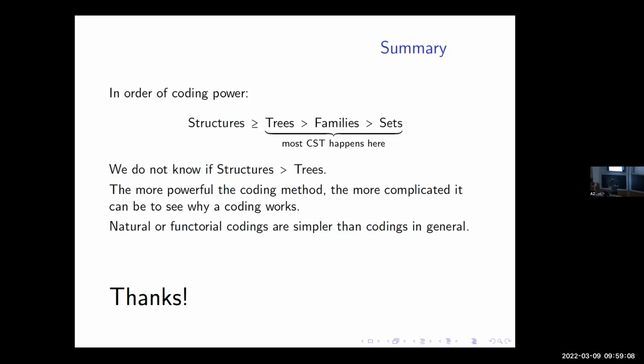Then, the more powerful the coding method is, the more complicated it can be to see why it works. We wanted these reasons for something to be coded. For sets, there was always a reason, and then the more powerful the method, the harder it was to see that there was a reason, up to, for structures, maybe the double hyperjump even. And then the last thing is that if you've got some kind of natural or functorial coding, it's simpler than codings in general, in the sense that there is always a good reason for things to happen. All right, thank you.